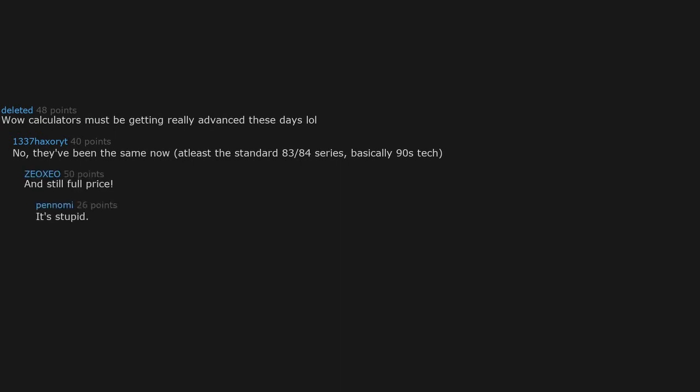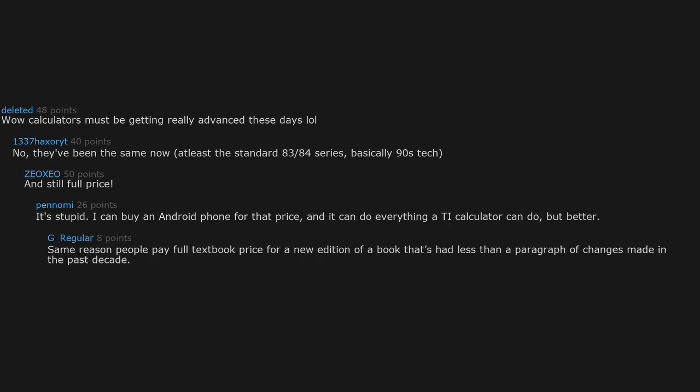Wow, calculators must be getting really advanced these days, lol. No, they've been the same now, at least the standard 83/84 series. Basically 90s tech, and still full price. It's stupid. I can buy an Android phone for that price, and it can do everything a TI calculator can do, but better. Same reason people pay full textbook price for a new edition of a book that's had less than a paragraph of changes made in the past decade.